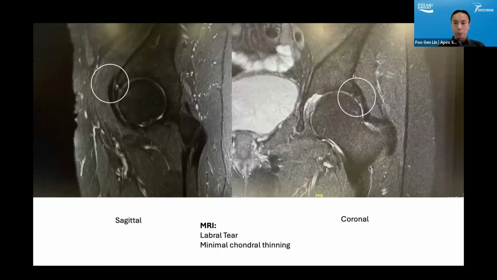So we went ahead with the MRI scan because that's used to pick up any cartilage issues or any labral tears. And in her case, the MRI showed that she had a labral tear, which is, as I told you, the extension of the rim, the rubbery structure that provides a seal into the hip that gets crushed by the cam.